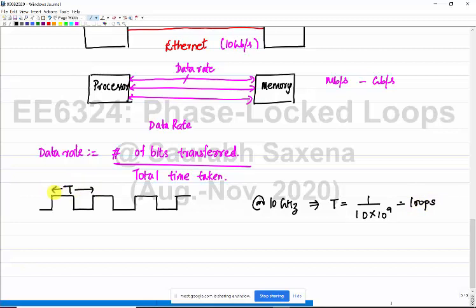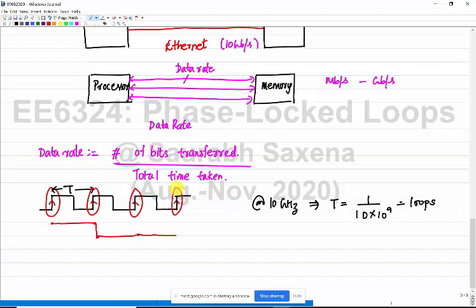And how do I make sure I do a communication at 10 Gbps? At every rising edge of the clock, I transmit one bit. Now that bit can be 1 or that bit can be 0. It is random, we do not know what that bit is going to be. You can have multiple zeros, multiple ones, and so on. But the important part here is that at every rising edge of the clock, I will transmit a bit, whether it is 1 or 0. That will be decided by what information I have. So this is how we keep account of how much data we have sent from one location to the other.